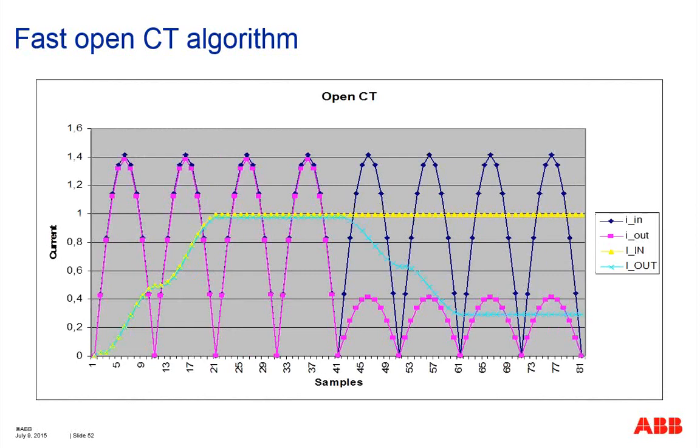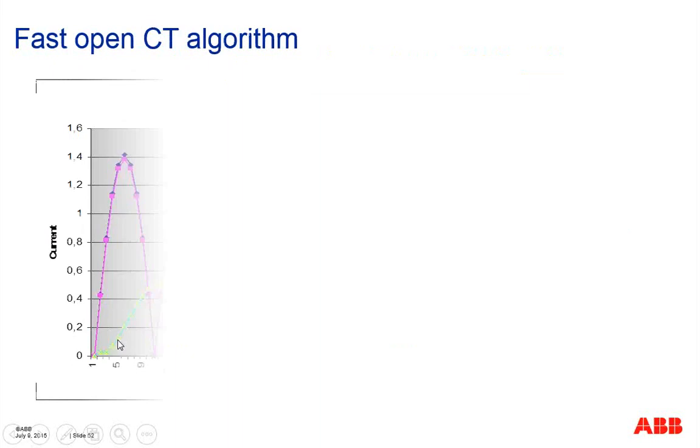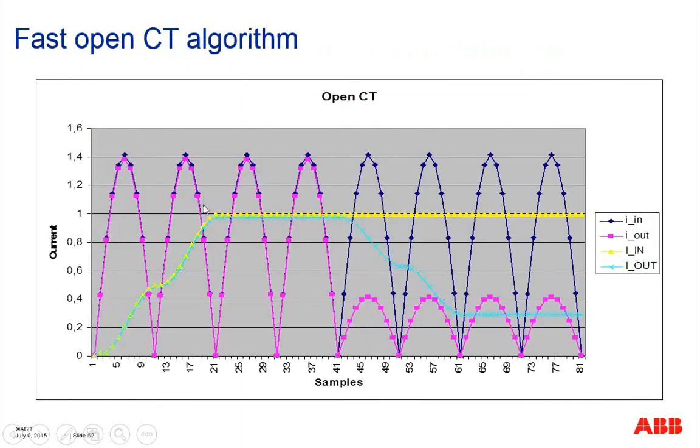How about during the open CT situation? Because of the different scale, we can see the scale is about 1.7 per unit, about 1.4 per unit. This is a healthy load condition. As you can see, in and out are basically the same because it's a normal load. There are no differential currents. Okay, the relay is stable.